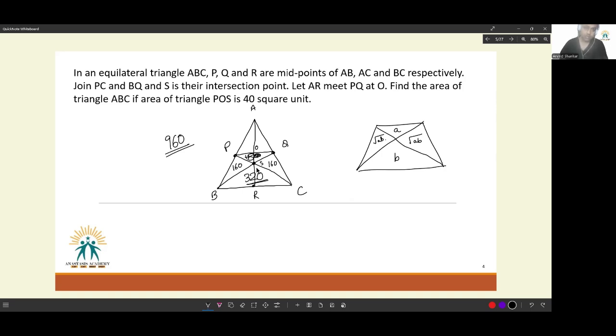So 1/4 will be how much? 1/3 of this summation. How much is this summation? I have 160, 160, 320, 320, 320 plus 80, 720. 1/3 of this. The area here will be 240, or the total area will be equal to 960. See, all of it is different ways of approaching it, different ways of solving it. But of course, the final answer remains the same.